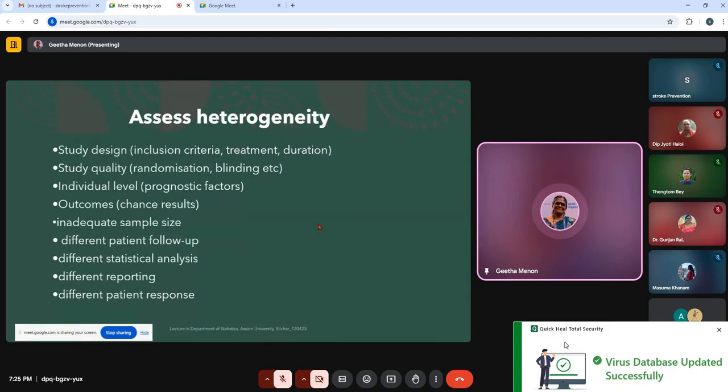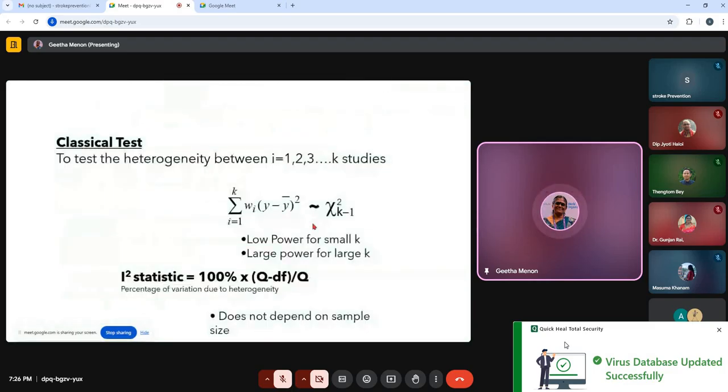So when we are addressing studies from different places, there is bound to be heterogeneity. Heterogeneity could be in study designs, in the inclusion exclusion criteria, in the treatment regimen, in the duration of the treatment. It could be the quality of the studies, whether randomization has been done or not, the biases involved in the studies. It could be due to various other individual factors, the patient level factors, the outcomes, different methods of follow-up, duration of follow-up, various methods of doing the analysis, etc. So various sources of heterogeneity are there, and we have this.